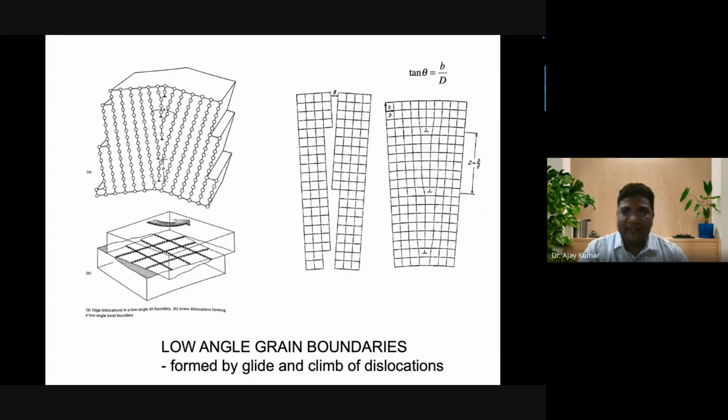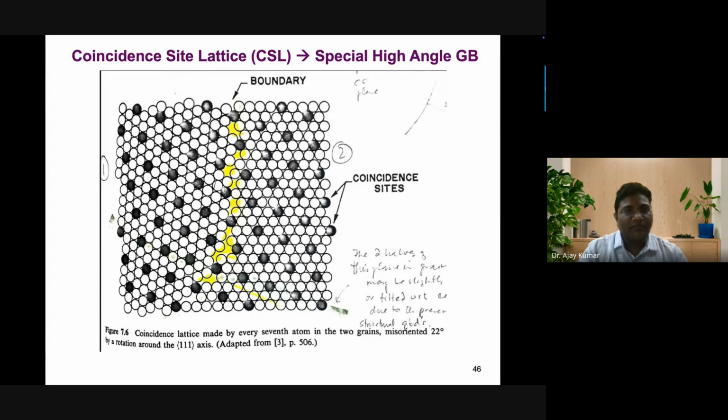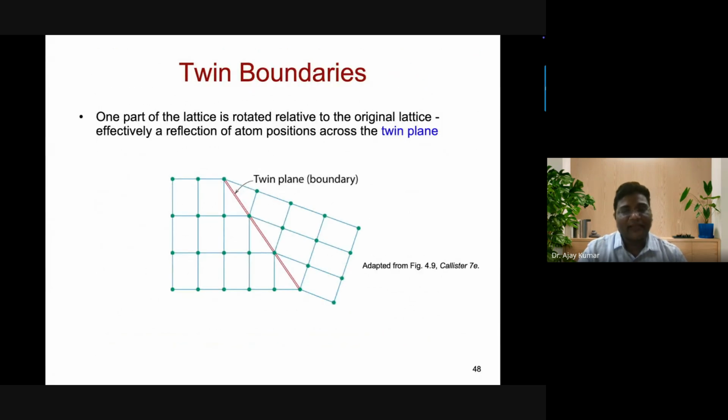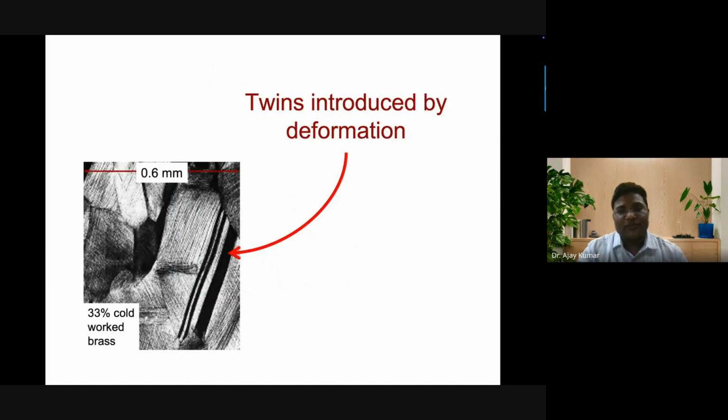And then we have another concept, the coincidence site lattice. But it's not required at this moment. Then another thing is twin boundaries. You will be knowing about the twin planes, and then we have the mirror image of that. Right. So you will see this is the TEM picture where you can see twin deformation. So you can see a lot of twinnings are formed in the material in deformation.